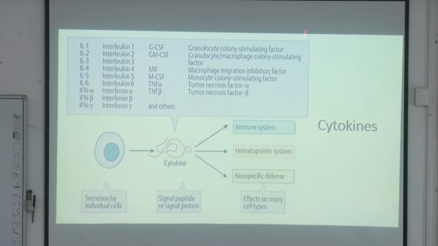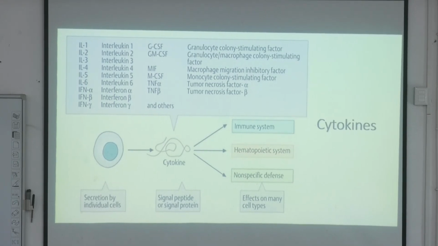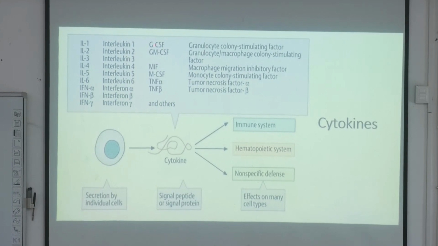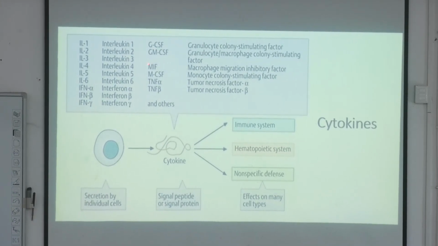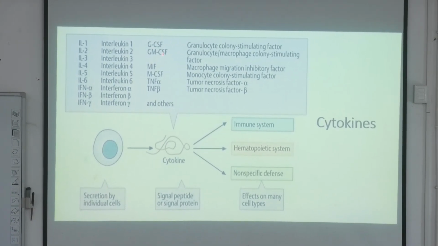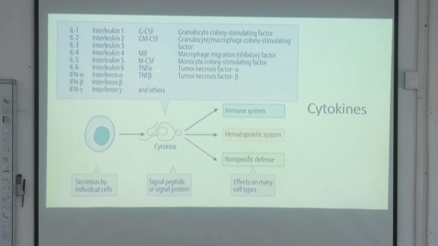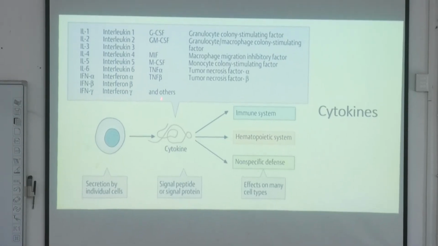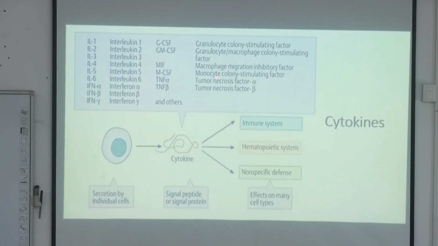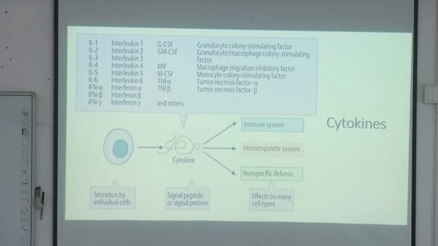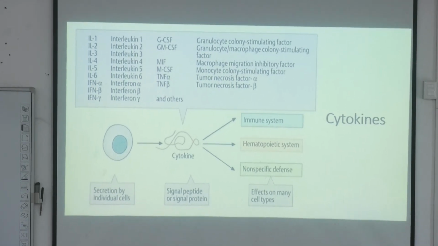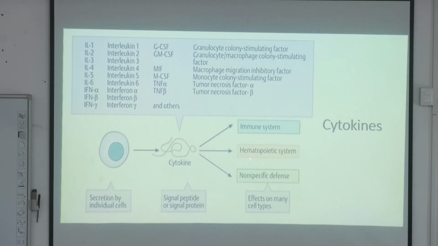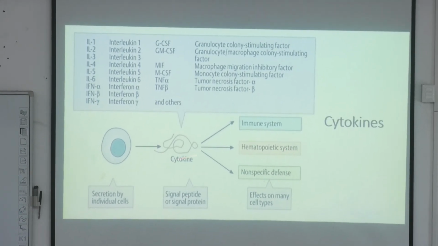Other cytokines involved in hematopoiesis are GCSF, GMCSF, that is granulocyte colony stimulating factor, granulocyte monocyte colony stimulating factor, and monocyte colony stimulating factor. And last but not the least are tumor necrosis factor alpha and tumor necrosis factor beta. So I have told you these have a variety of functions: immune system, hematopoietic system, non-specific defense, etc.